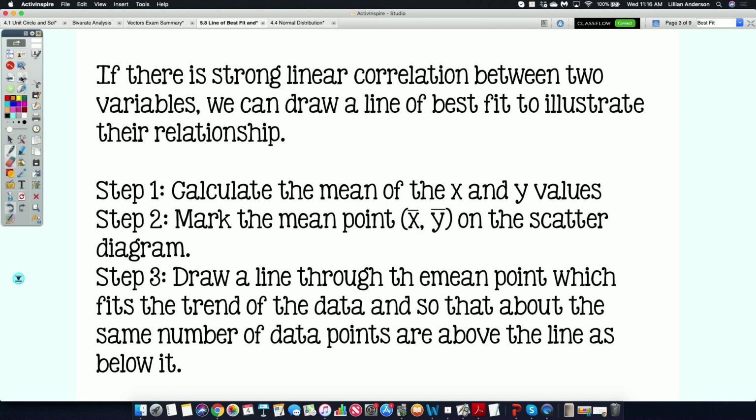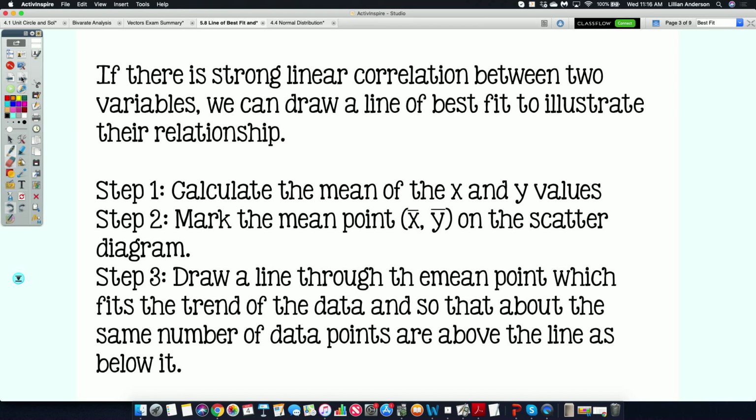There are 3 steps when it comes to drawing the line of best fit. Remember, this is the one that you're drawing by eye. You want to calculate the mean of your x and your y values separately. So you find the mean of your x's, you find the mean of your y's, and then you want to mark that mean point on your actual scatter diagram.